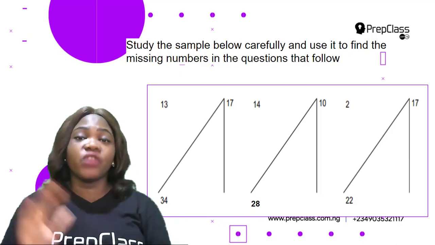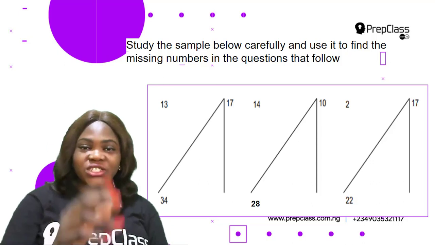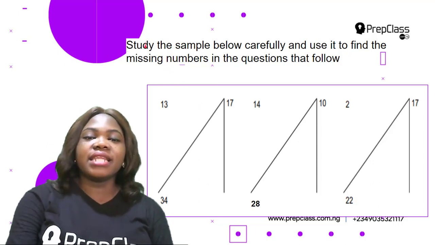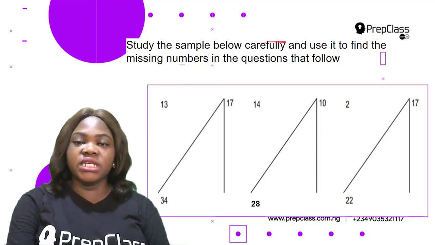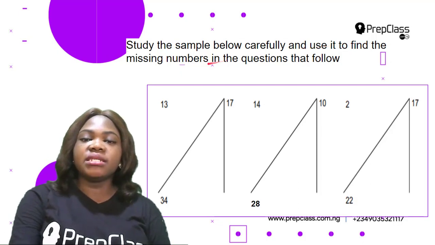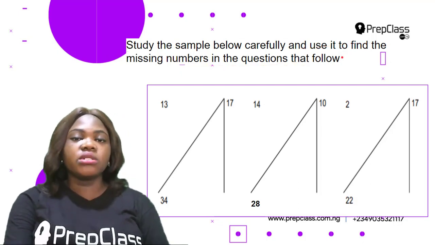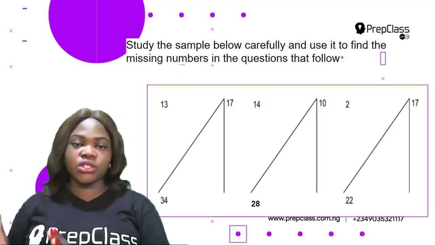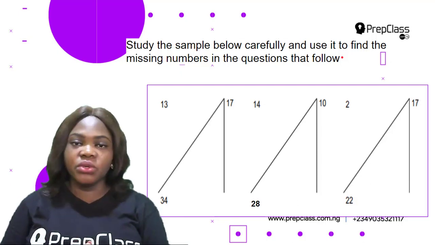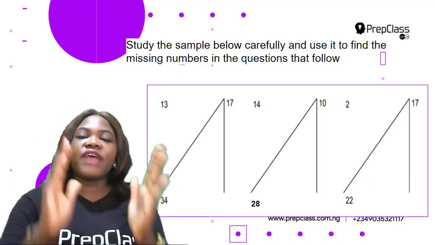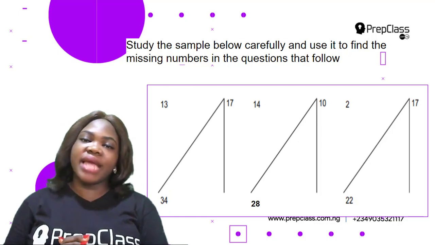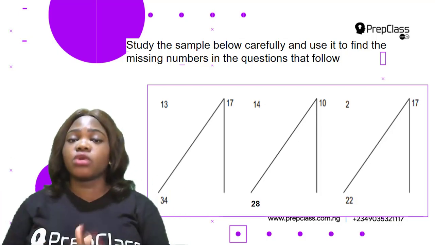So in quantitative reasoning, you're given a set of samples to study, and these are the samples that you use to solve the questions. Look at the instruction. It says, study the sample below carefully and use it to find the missing numbers in the question that follow. So before you answer the questions, you need to study these samples, find out the math necessary behind it, and then use it to solve the questions.